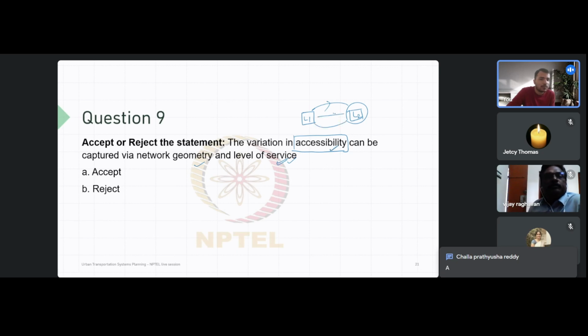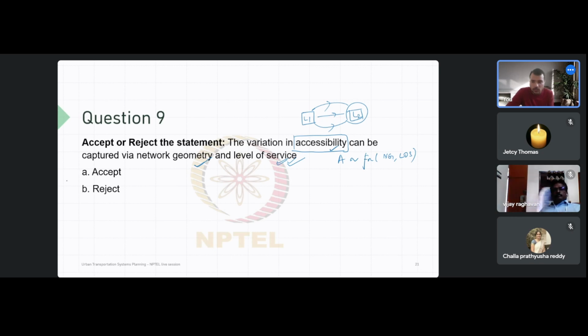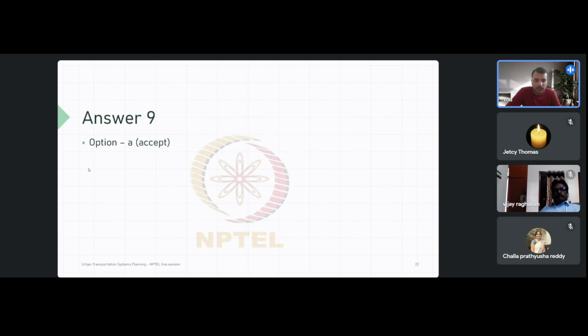But if we have multiple roads between two locations in the city, then it is accessible, because network geometry is saying that there are three roads, and since there are three roads, congestion will also be within certain limits only. So level of service will be decent. So if you want to capture accessibility, it will be a function of both the network geometry and the level of service. So we can accept this statement. It is true. So option A, accept, is the correct answer.